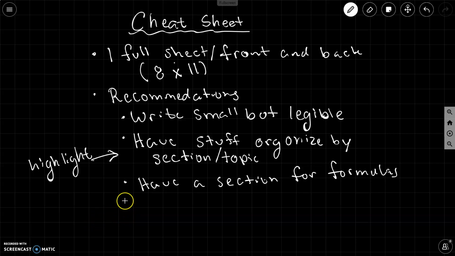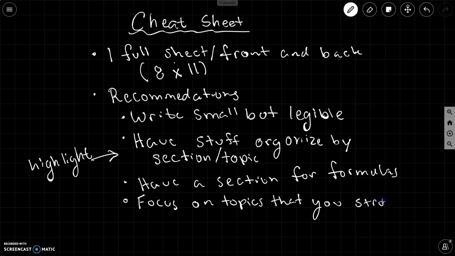And another major thing that you might not really focus on is to focus on topics that you struggle with. If you are struggling with a certain topic, focus on that first. That's the very first thing you want to pay attention to.